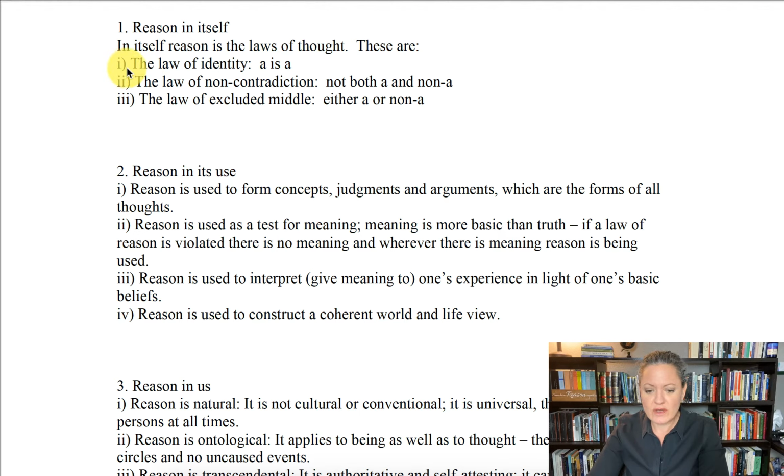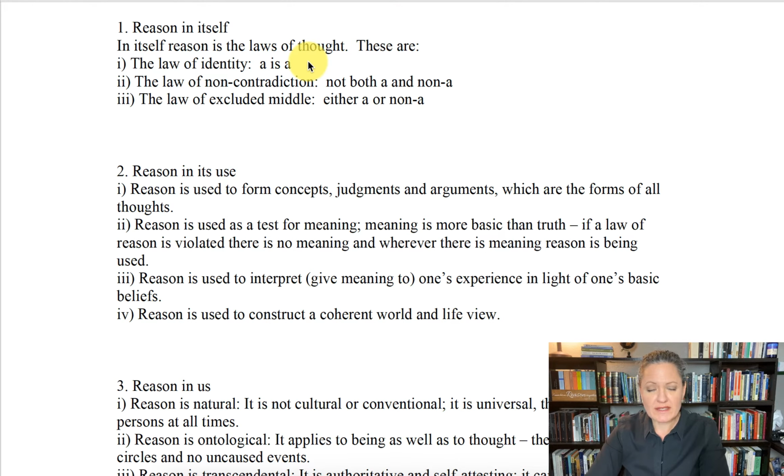So the first law is the law of identity. You should know the name of the law and what the law states. A is A, where A stands for any being or idea, concept. iPhone is iPhone. Pencil is pencil. Human is human. A is A. A thing is what it is.